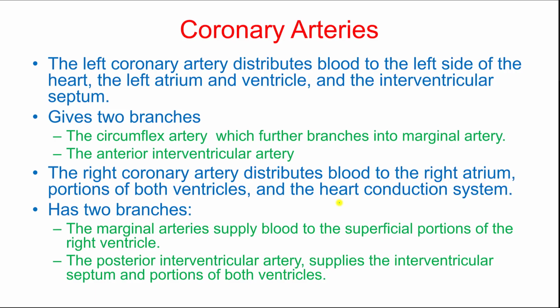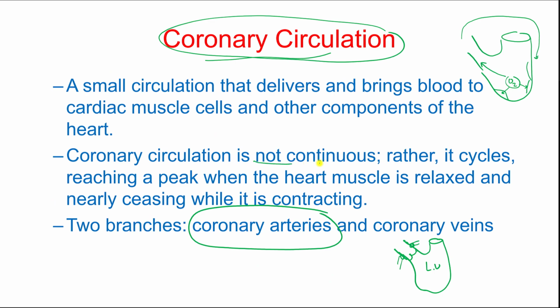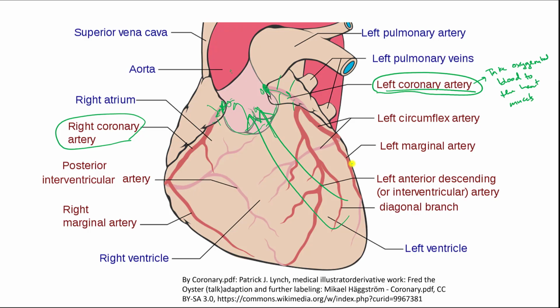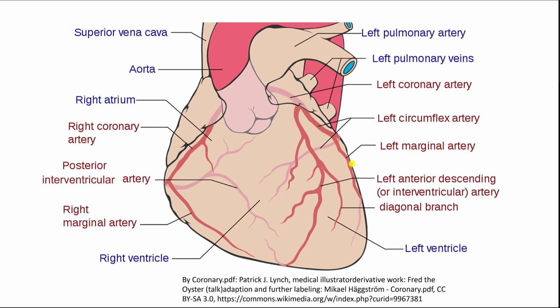So the coronary circulation is not a continuous circulation. It's a cycle that happens when the heart relaxes. Okay, so let's talk about the most important branches of each one. The right coronary artery comes off the aorta, as we said, and this is concerned with the right side of the heart. It gives some branches, but the first branch that we care about is the right marginal artery.